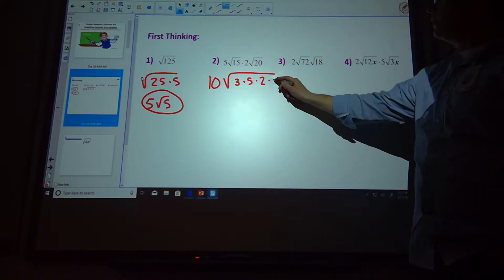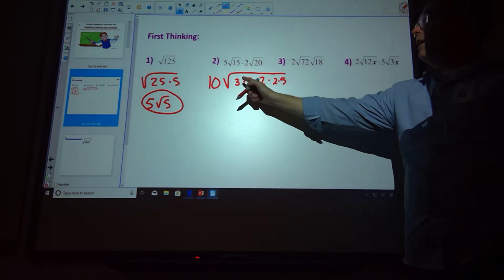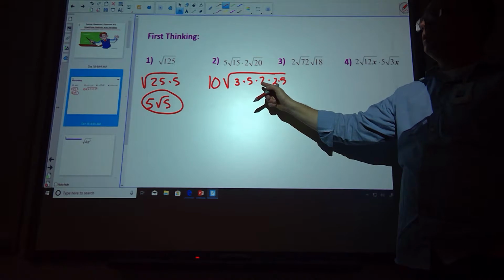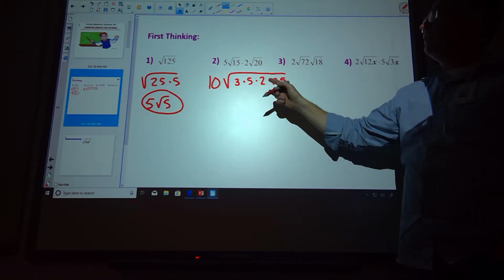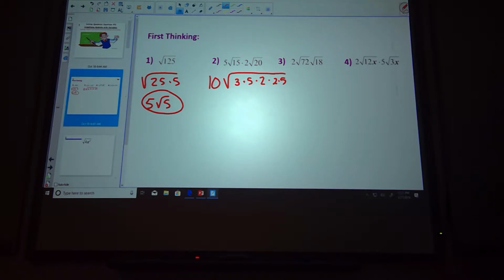2 and 5. 2 times 5. Okay, so if I go 3 times 5 times 2 times 2 times 5, I get 15 times 20. I get the same thing. And 15 times 20 is 300. But that's it broken down.